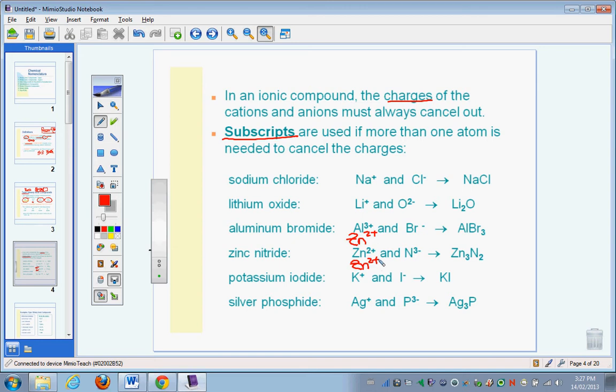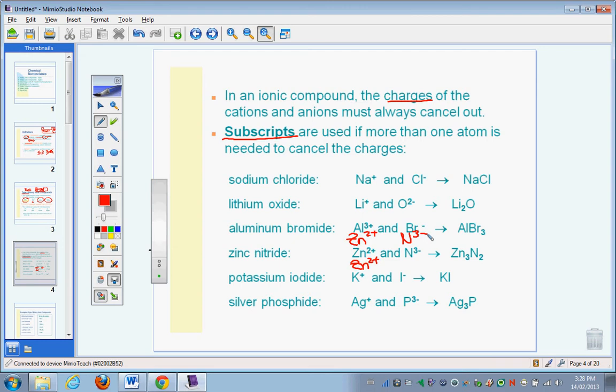2 plus, 2 plus, 2 plus. I've now got 6 positives. How many 3's go into 6? 2 of them. So I'll need 2 and 3 minuses. So 3 minus and 3 minus is 6 minus. So now I've got 6 positives and 6 negatives. So the formula is Zn3N2. And that's as tough as it gets.